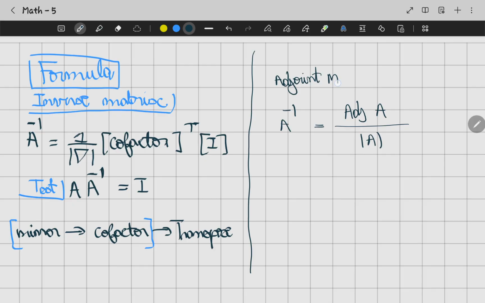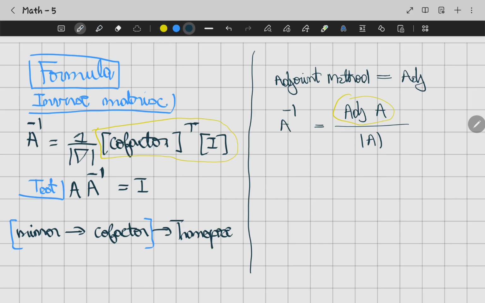This is the adjoint method. And what I wanted to highlight is what we call adjoint. Okay, what do we see inside adjoint? It's actually what you see here. All of this, we call it adjoint.